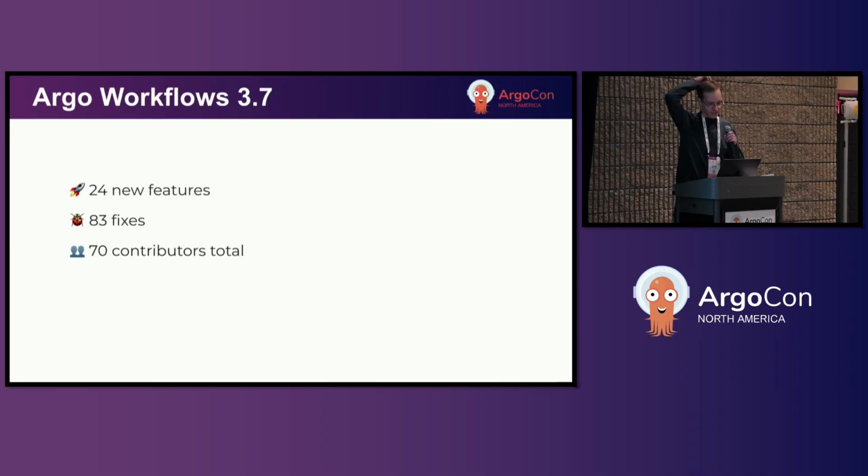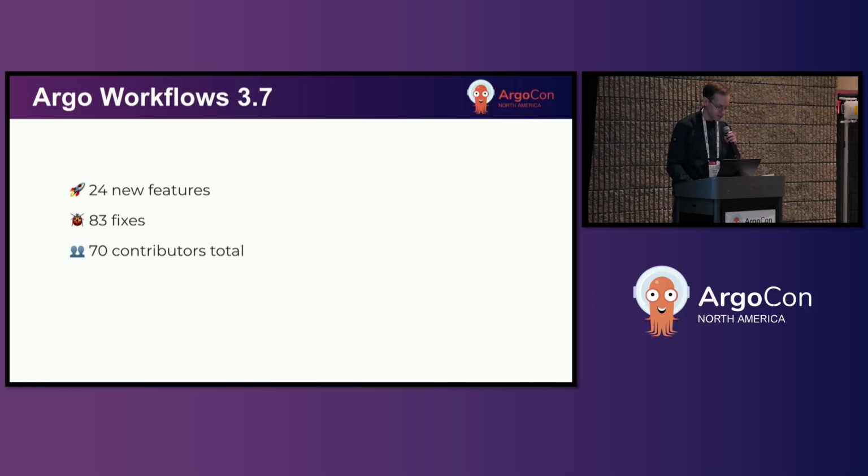Our latest minor release is 3.7, which is probably going to be the last one in the 3 series. We're currently planning for 4.0, and it's got a lot of features and fixes. And Isatha, a co-maintainer, has a blog post on the Argo blog where you can read all about it, so go read about it.